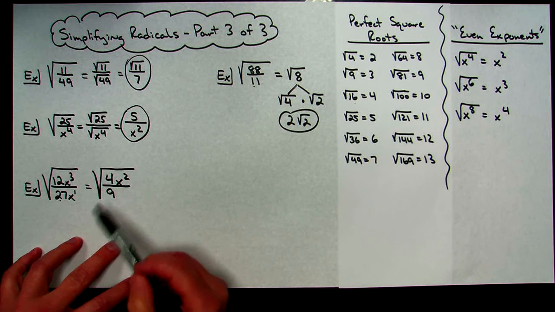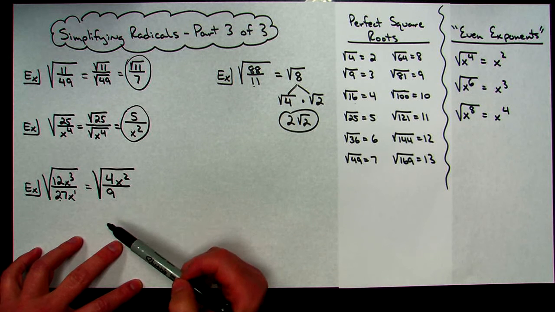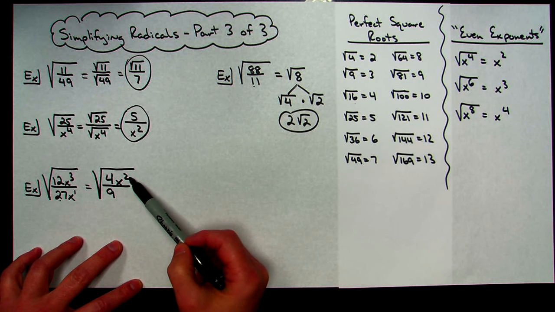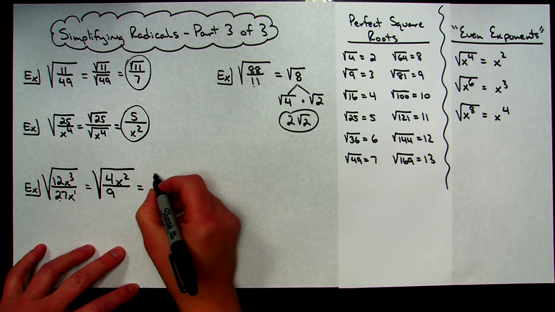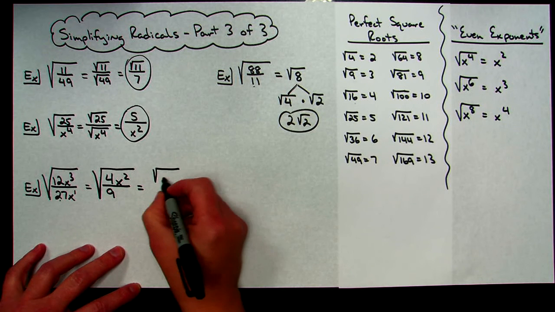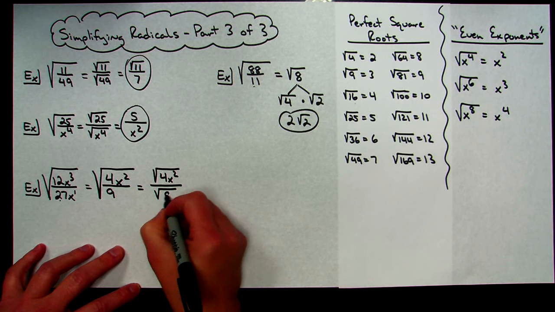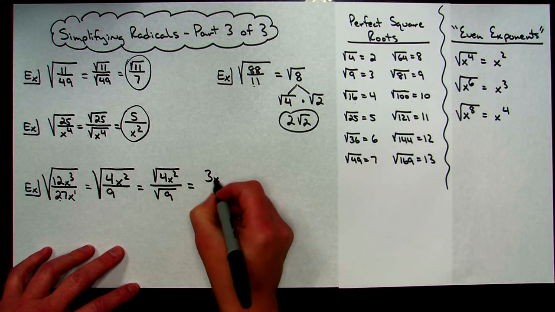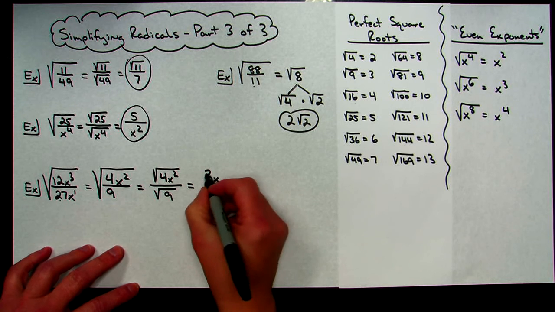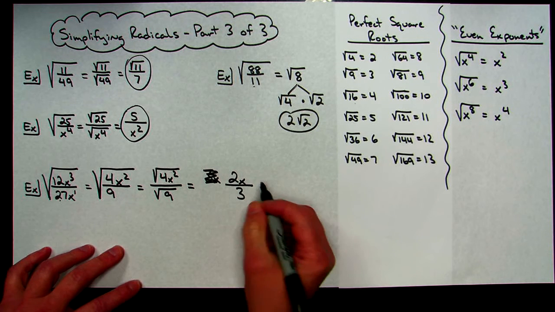Now I have 4 and 9, both of which are perfect squares. I have an x to the second, again another perfect square. So now I'm going to break it up into two little radicals, the radical of 4x squared on top and the radical of 9 on the bottom, both being perfect squares. I can do the top as 3x. Oops, sorry. I can do the top as 2x and the bottom as 3.